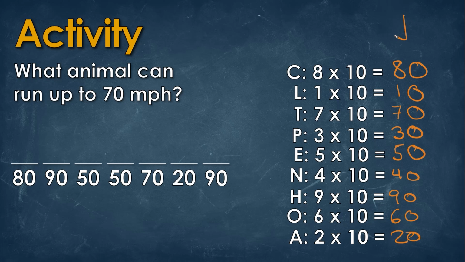So now that we have our answers for each one of these, let's plug in the corresponding letter to finish our sentence off here. So we have 80. 80 is going to be for C. 90. 90 corresponds to H. 50, let's see, that corresponds to E. So we have 2 E's. 70 corresponds to T. 20 corresponds to an A, and an H again, or 90 corresponds to H. So a cheetah. A cheetah is the animal that can run up to 70 miles per hour.